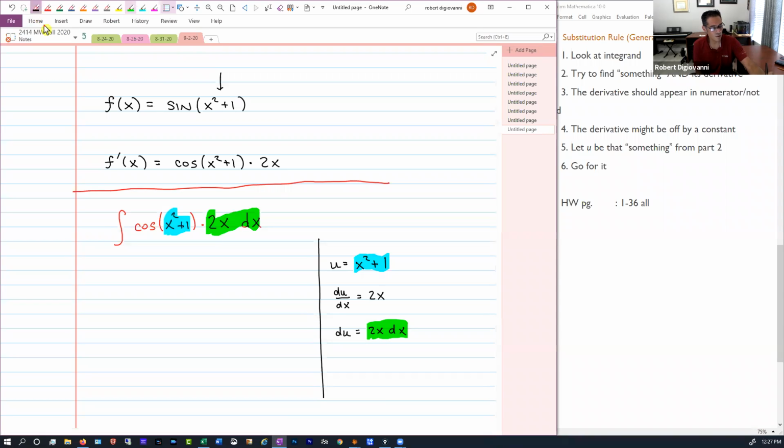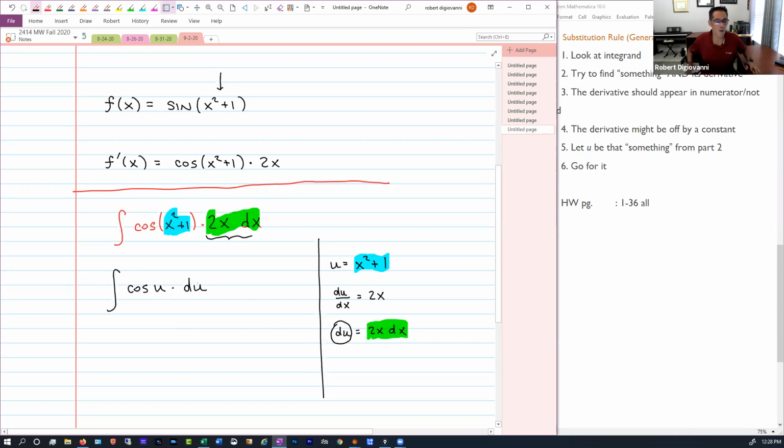So now what I'll do is rewrite the integral. I want to know the antiderivative of cosine, but not of x squared plus 1, cosine of u, times, now what does the 2x dx become? Well, what is it? du, right?